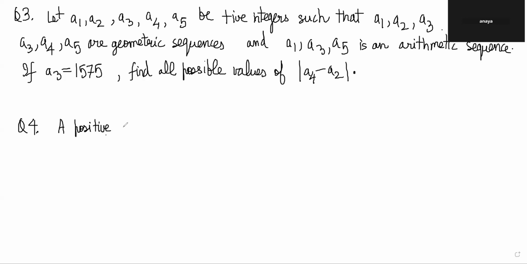Wait, for question number three, are A1, A2, A3 and A3, A4, A5 different geometric sequences or part of the same one? They are different. We don't know. They have just said that they are both geometric sequences. Yeah, okay, I was just making sure. If they have not said they are the same, then you have to assume they are different.